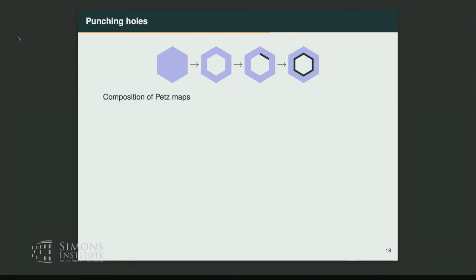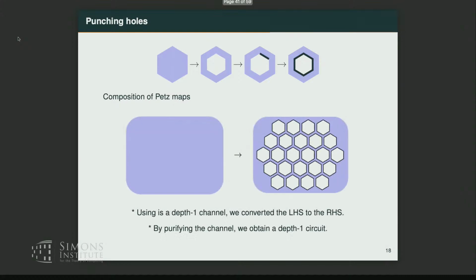So it is some channel that is acting in the vicinity, in this constant size system. So we can run the same procedure everywhere simultaneously. That way we can have a depth 1 quantum channel which converts the left-hand side to the right-hand side. And because every local channel can be purified by the Stinespring dilation, we can convert this into a depth 1 circuit with some ancillas. By the way, I should have noted that in this business of classification, it is okay to have additional ancillary systems as well, as long as they're part of states.